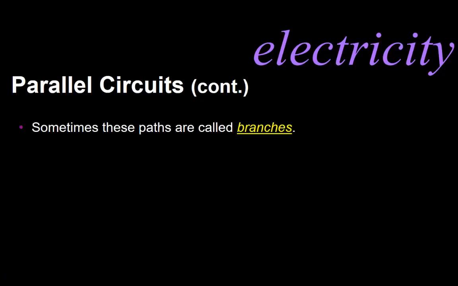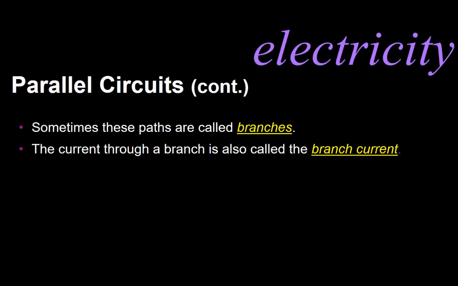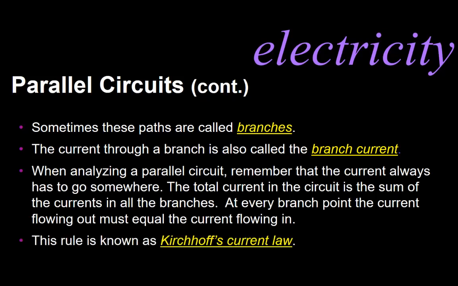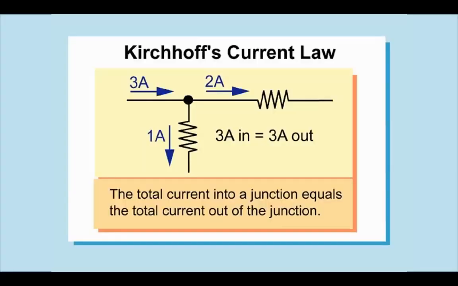Now, these pathways, as I keep saying, are typically called branches, and current through a branch is also called the branch current. So the branch current is what is going through that pathway, not the entire circuit. So when analyzing a parallel circuit, remember that the current always has to go somewhere. The total current in the circuit is the sum of all the currents in all the branches. At every branch point, the current flowing out must equal the current flowing in, and this is known as Kirchhoff's current law.